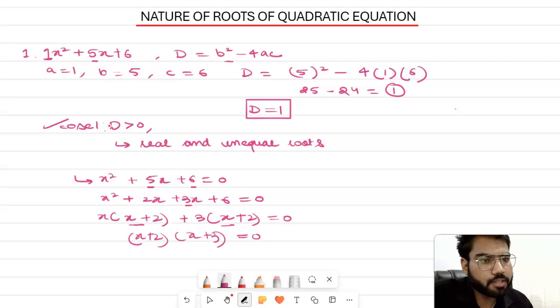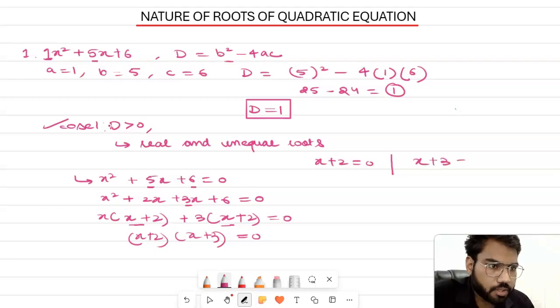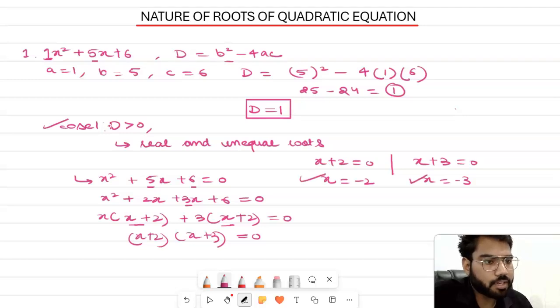Now we have two cases, x plus 2 is equal to 0 and x plus 3 is equal to 0. Now x comes out to be minus 2 from this case and minus 3 from this case. Now we can clearly see that x is equal to minus 2 and x is equal to minus 3. We get two values of x. One is minus 2, one is minus 3.